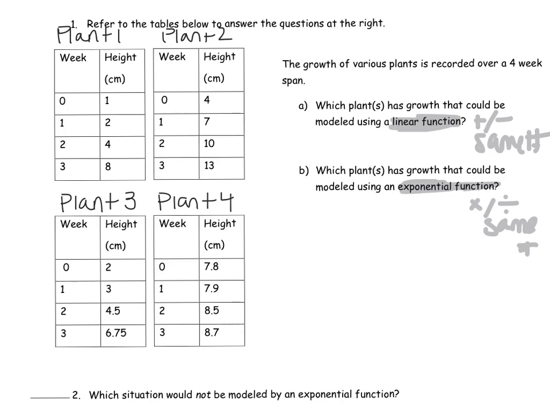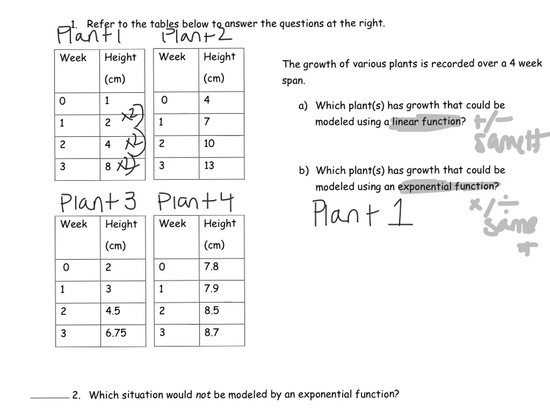Now for my heights here, 1 to 2, that's going up by 1. 2 to 4, that's going up by 2. So this is not a constant rate of change. I'm going to be multiplying by 2. Then 2 to 4, you multiply by 2 again, and multiply by 2 again. So this isn't linear, this is exponential. So we're going to say plant 1 is exponential, okay?